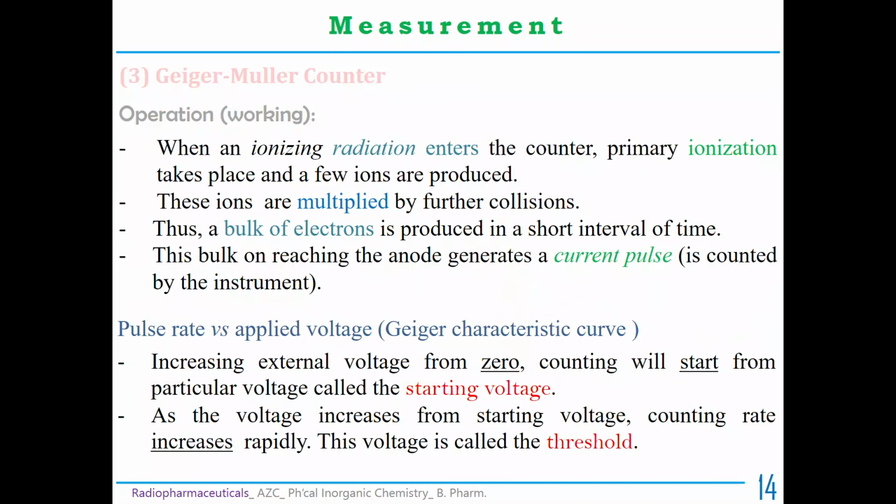Pulse rate versus applied voltage, Geiger characteristic curve. Increasing external voltage from 0, counting will start from a particular voltage, called the starting voltage. As the voltage increases from starting voltage, counting rate increases rapidly. This voltage is called the threshold.